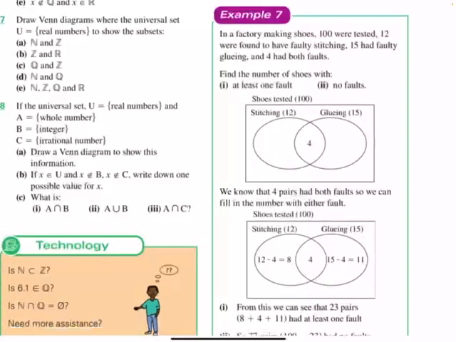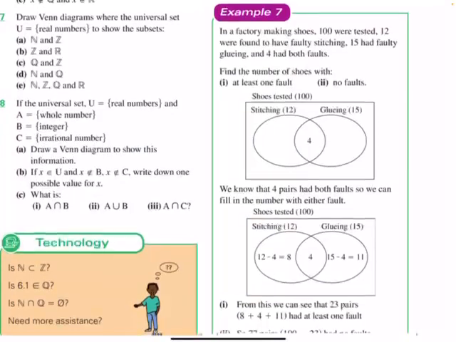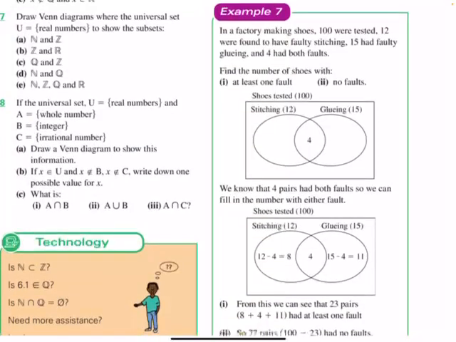So example 7 talks about a factory of shoes. 100 were tested, 12 were found to have faulty stitching, 15 had faulty gluing, and 4 had both faults. Then begs the question, find the number of shoes with only one fault.